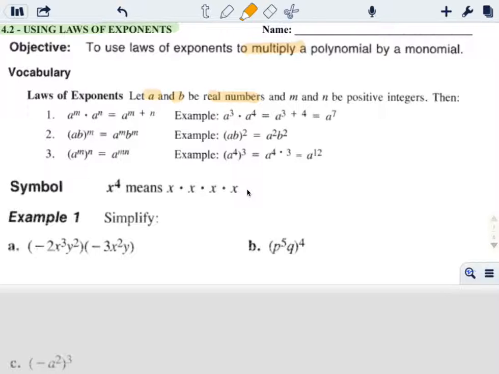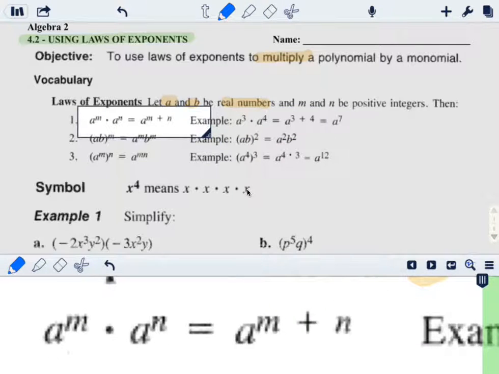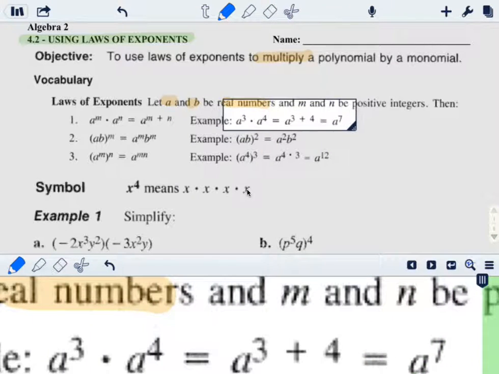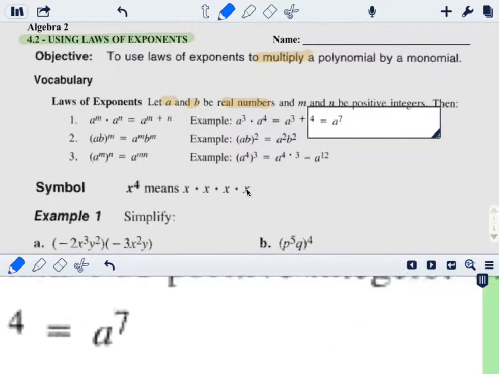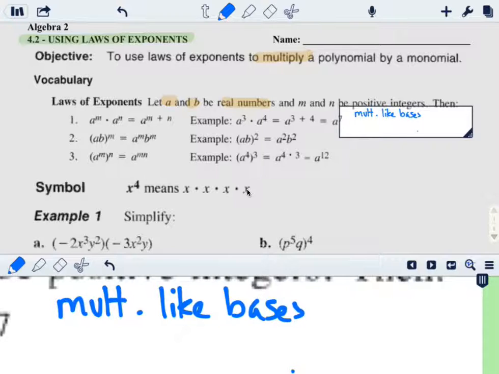We have three different properties here. The first one says we've got a^m times a^n, and we add our exponents. So if I have a cubed times a to the fourth, I add 3 plus 4 and I get a to the seventh. We simplify that by saying if we multiply like bases, we add exponents.